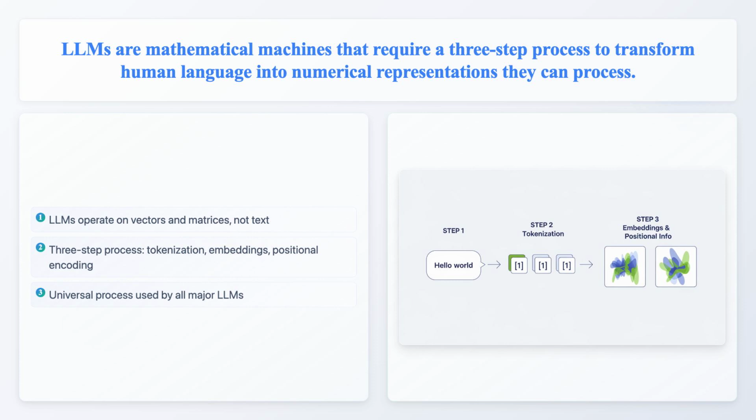The answer lies in a sophisticated three-step transformation process. First, we break text into manageable pieces through tokenization. Then, we convert these pieces into meaningful numerical vectors through embeddings. Finally, we add positional information so the model understands word order. This module reveals exactly how this linguistic alchemy works, transforming the seemingly impossible task of teaching mathematics to understand meaning. Every LLM from GPT to BERT begins with this same fundamental process.